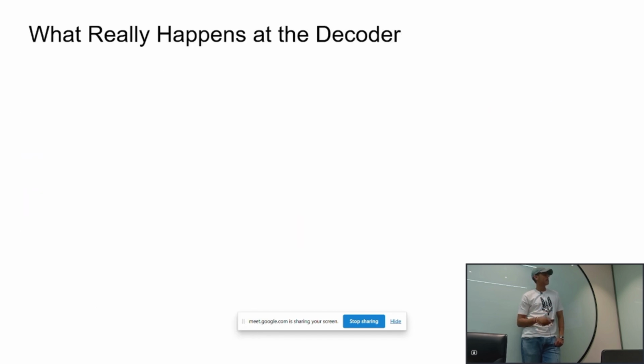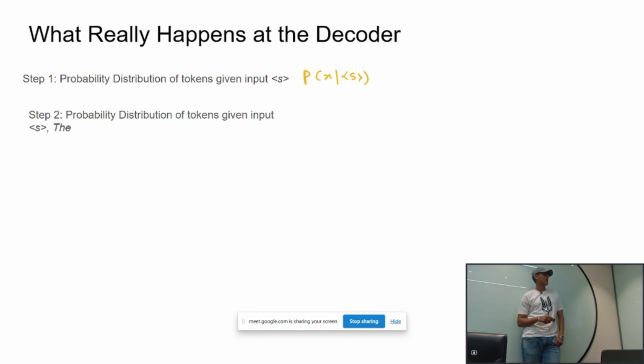So let's just summarize what is really happening at the decoder. In the first step, I gave it an input of the starting token, and it gave me a probability distribution, which is P of X given input S. So this is a conditional probability distribution. At the second step, I gave it inputs S and the first token, and it gave me two probability distributions. One is the probability distribution of the first token. The second is the probability distribution of the second token.